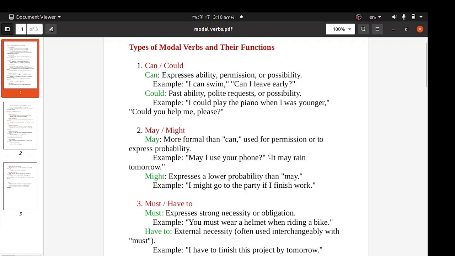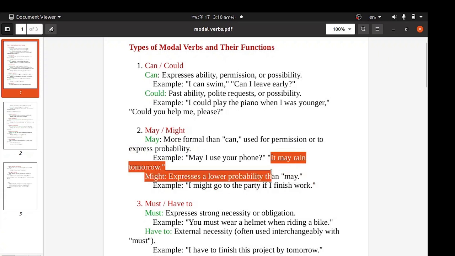The second example is, it may rain tomorrow. This is probability. It may rain tomorrow. This means probability in the future.